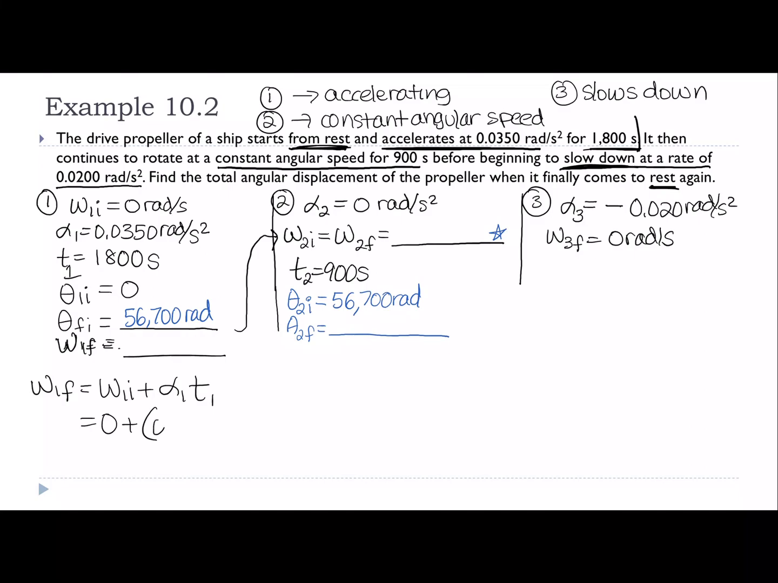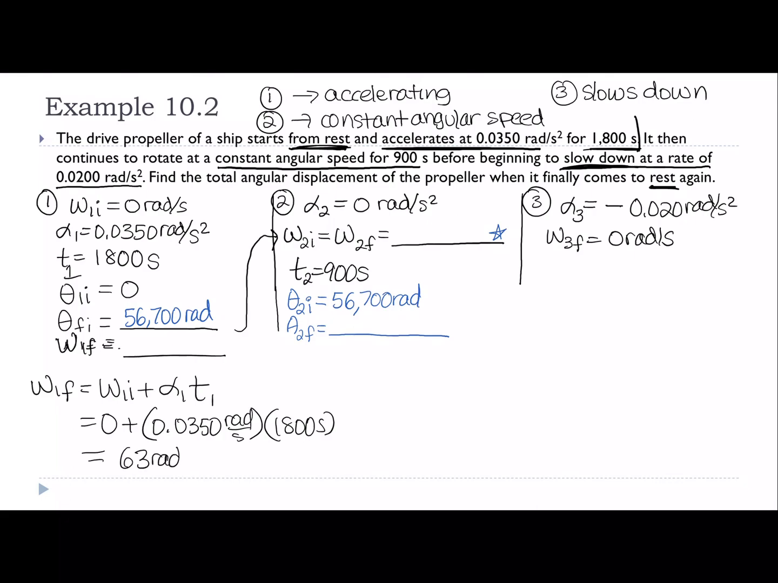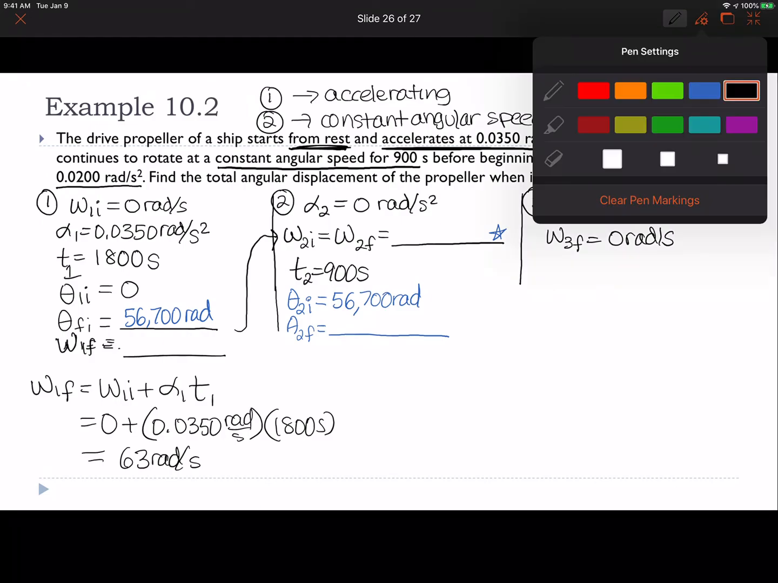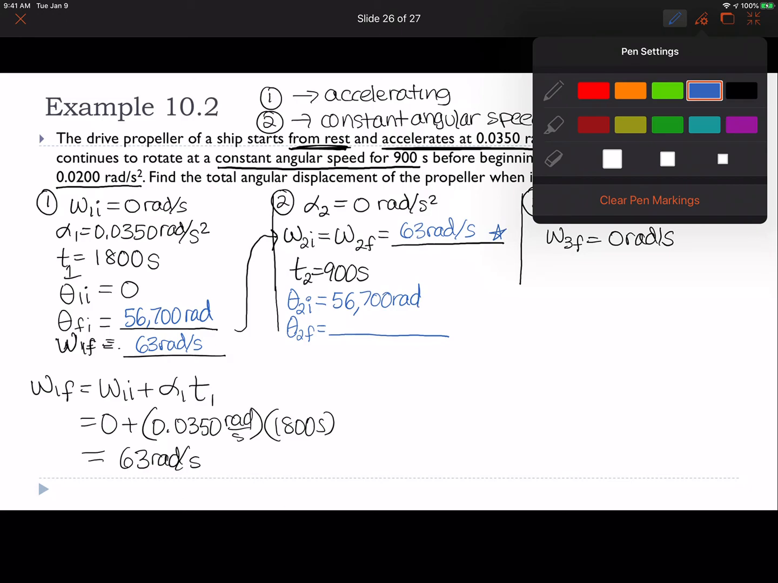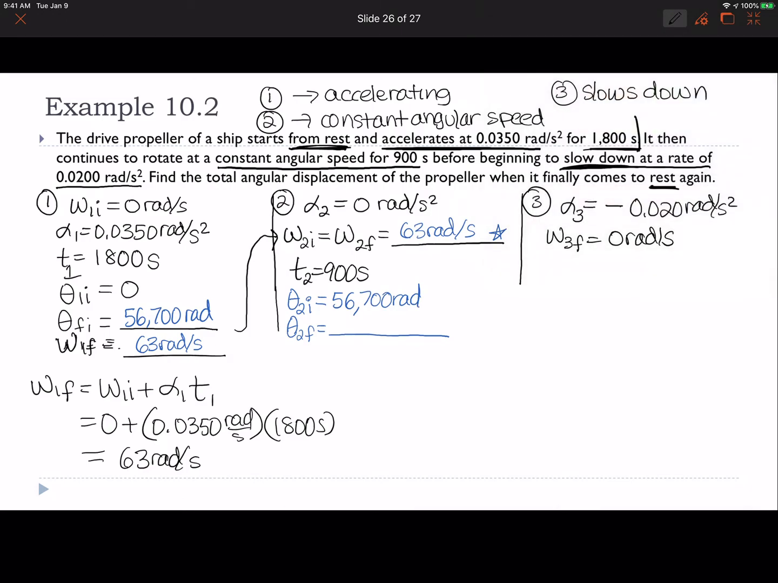The angular acceleration is 0.035, and the time is 1800 seconds. So this ends up being 63 radians per second. So we now know that this is 63 radians per second. And if that's the final velocity for the first motion, it becomes the initial velocity for the second motion, and because it's traveling at a constant speed, it's going to also be the final. So now that I have that information, I can figure out what the final position is for motion 2.